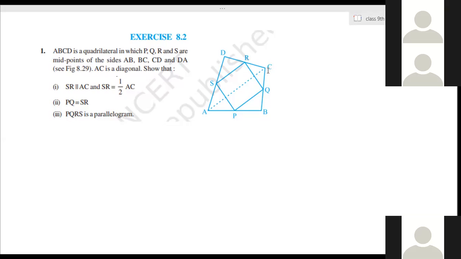And if you don't know these two statements, then there is no use of solving exercise 8.2, because without that you cannot solve anything. Merely mugging up won't work out, because you have to use these theorems in many places.